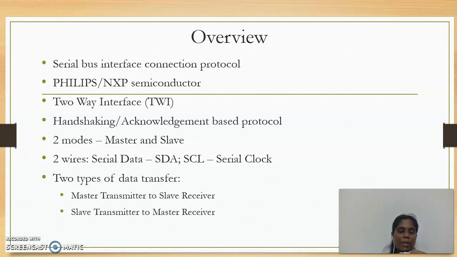And here the master-slave concept is followed, where the master always initiates transmission and the slave will respond to the queries sent by the master. The two lines used for data communication are the data line and the clock line. The two types of data transfer are from master transmitter to slave receiver, and in return, slave transmitter to master receiver.